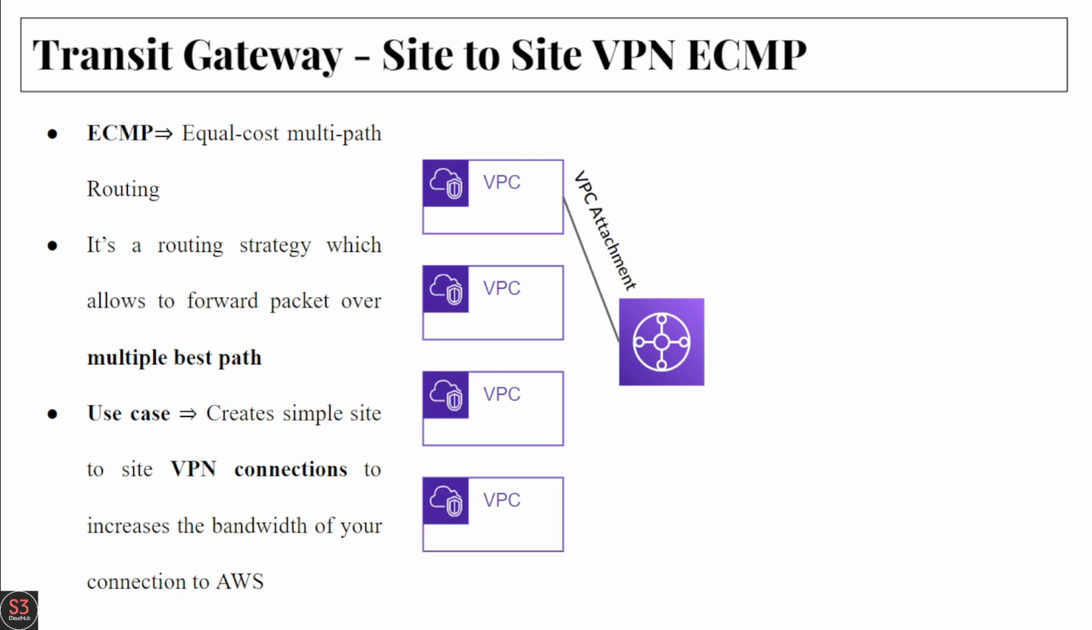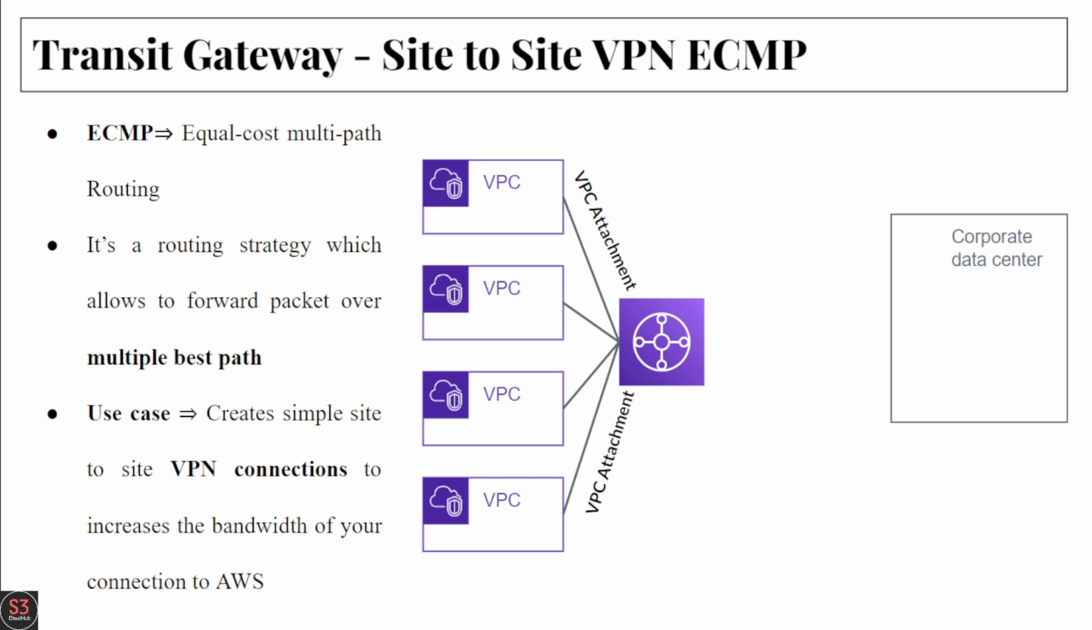With the VPC attachment, we have attached all the VPCs through the transit gateway, and we have a corporate data center that is connected using a site-to-site VPN connection. When we establish a site-to-site VPN connection, there are actually 2 tunnels, one going forward and one going back. When we connect such a VPN to a VPC directly, both of these tunnels are used as part of one connection. But when we use the transit gateway, 2 tunnels can be used at a time. So this is why we see 2 lines in this diagram.